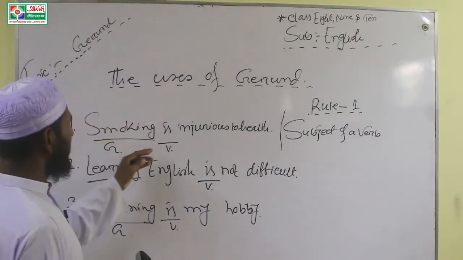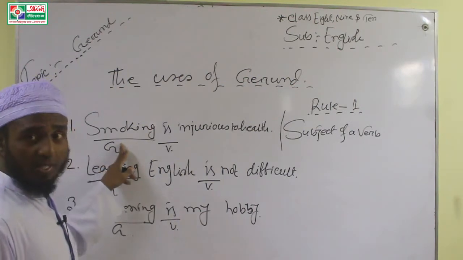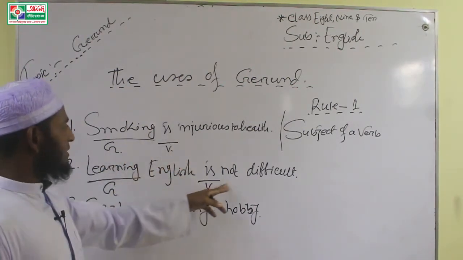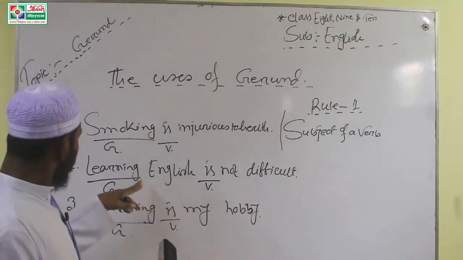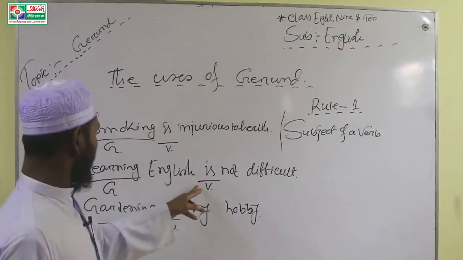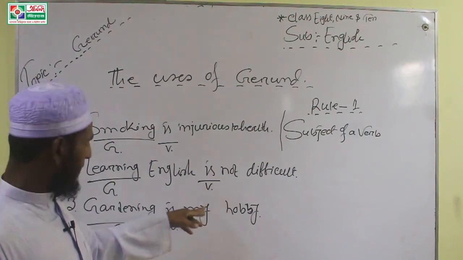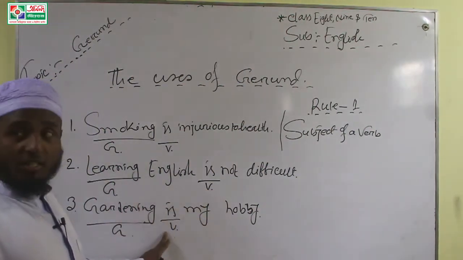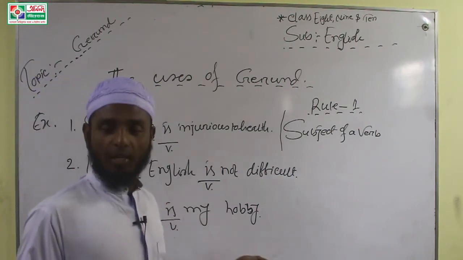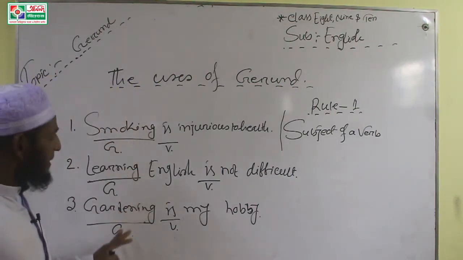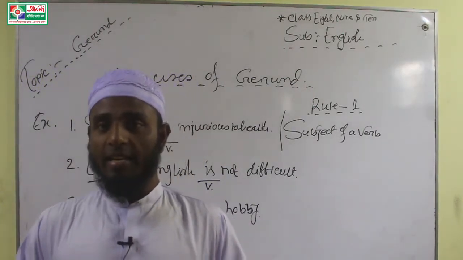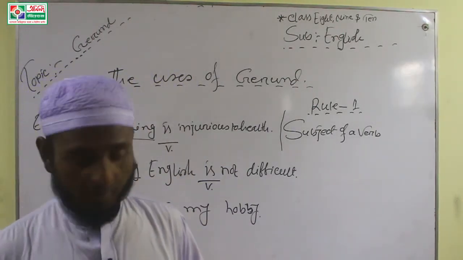Smoking is injurious to health. Smoking is the subject, that means gerund, and "is" is an auxiliary verb. Learning English is not difficult. Learning is the subject, and this is the auxiliary verb. Gardening is the subject, that means gerund, and "is" is the auxiliary verb. I have written three examples on the board showing how the gerund acts as a subject of a verb.